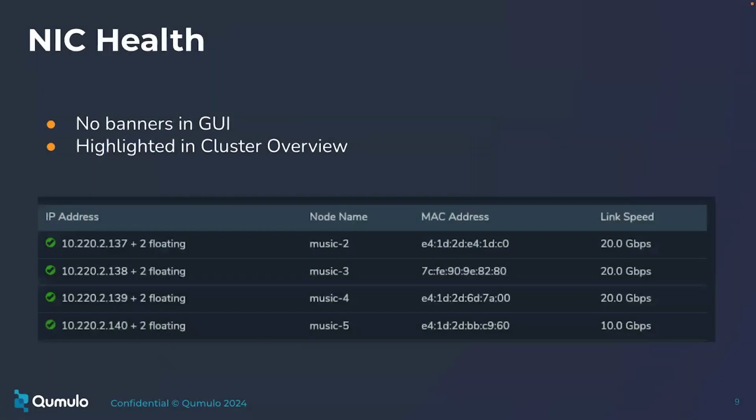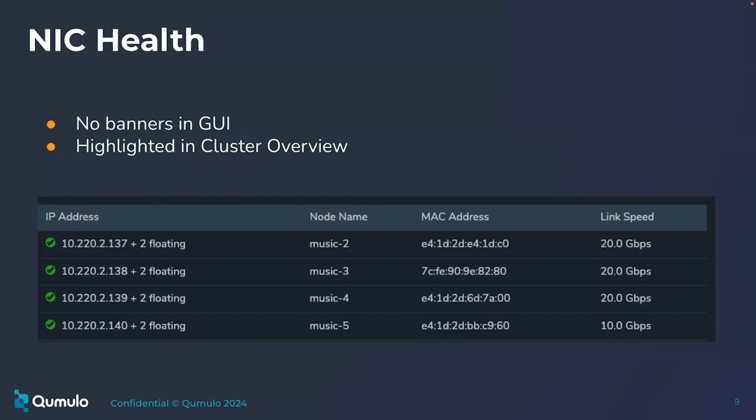All right. As we go down our list, we've dealt with Quorum, we've dealt with drives. Now let's take a look at network health. For this one, we don't see any banners. And a lot of the rationale there is we don't know what your network topology is. If you look at this example on the screen here, we have 3 nodes that are sitting at 20 gig and one that's at 10.